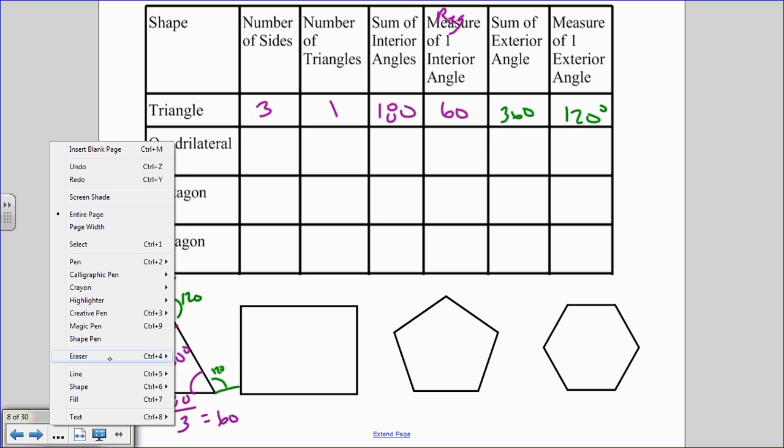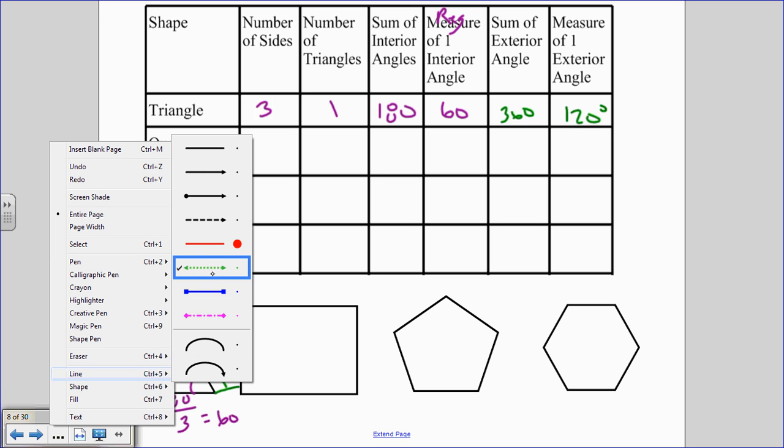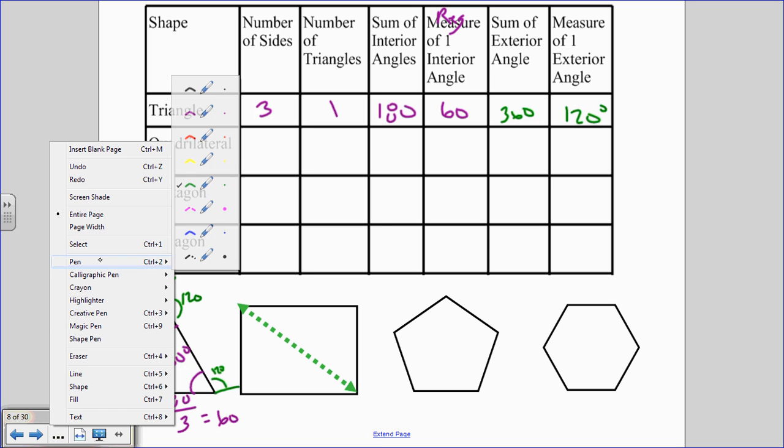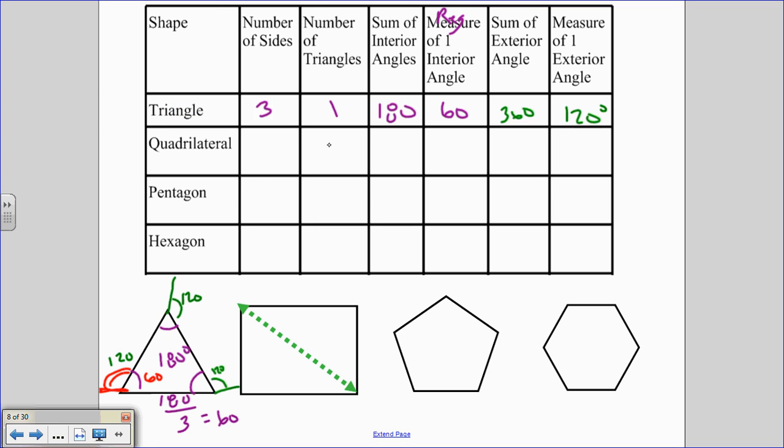Now let's take the quadrilateral and draw the diagonals. So when I draw a diagonal, it splits it into 2 triangles. So again, we know that each triangle has 180 degrees in it. So there's 180 degrees over here, and then there's 180 degrees over here. So together, what's the grand total? 360.